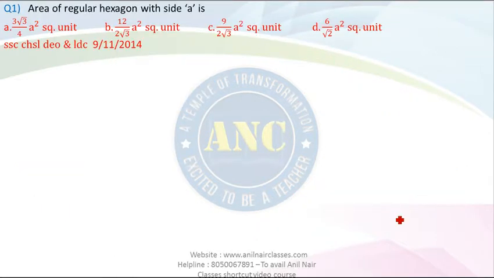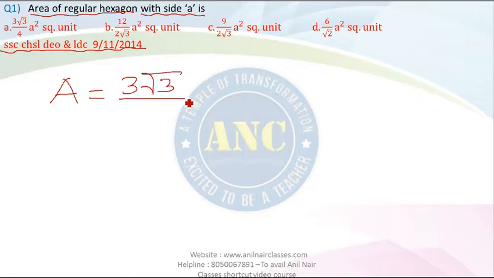Now, see here, sir. First question. It's a straightforward question, SSC CHSL 2014. The area of a regular hexagon with side A is how much? Just now we discussed it 2 minutes before. It is 3 root 3 by 2 into a square. But 3 root 3 by 2 into a square is not present in any of the answer options in this question. So let us simplify further.